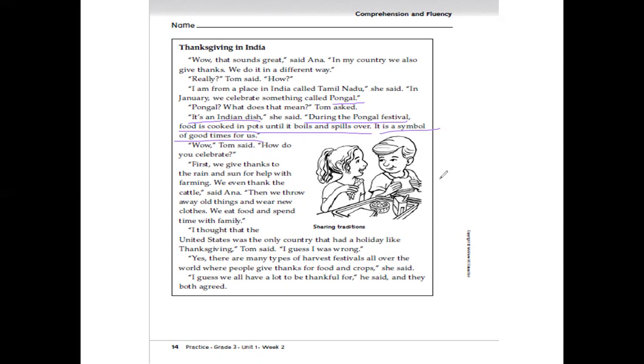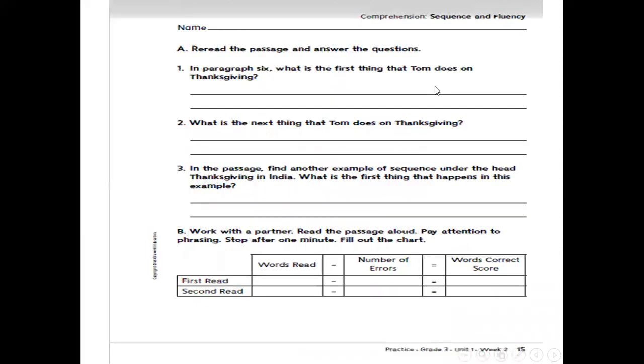Now let's look at the illustrations here. We can see Tom and Anna. They were talking about the Thanksgiving festival. You can reread it if you want, okay? Or you can listen to the recording again. So now open page number 15, reread the passage and answer the questions.